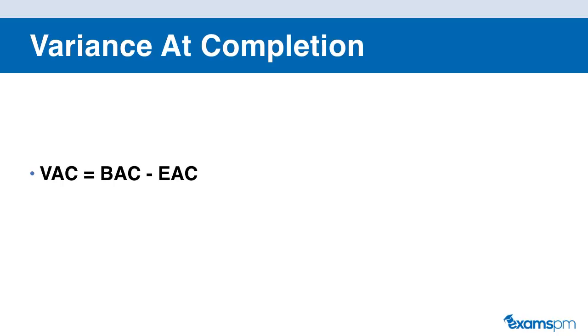So throughout our project, we may need to recalculate how much it would cost us to complete the entire project. And when we recalculate this value, that becomes our EAC. The difference between the two is our VAC, or variance at completion. And so again, the formula is BAC minus EAC.